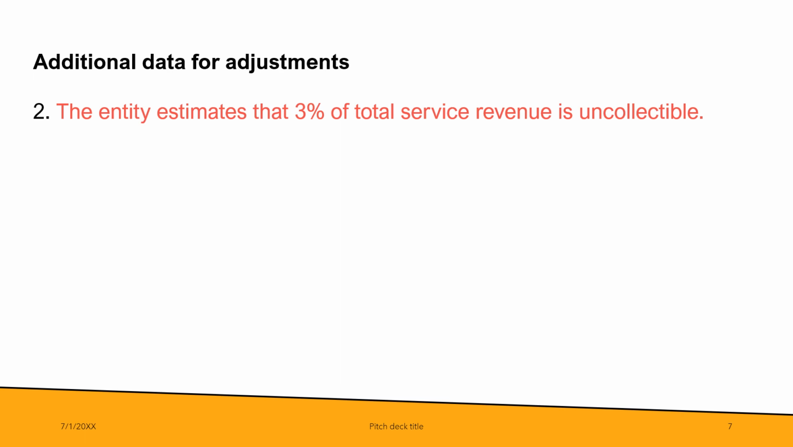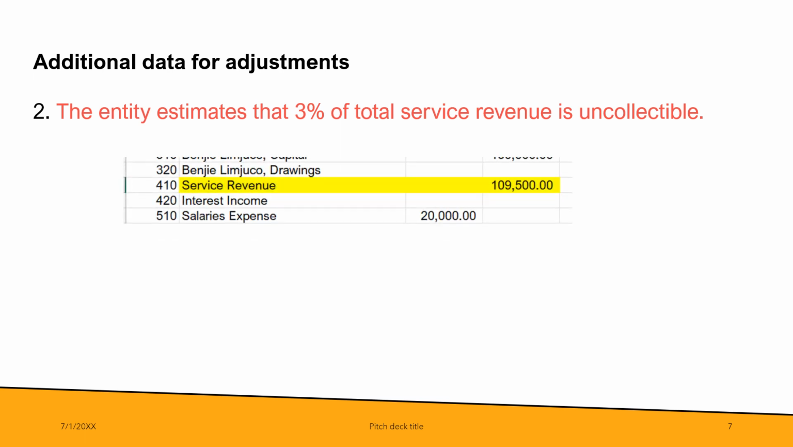But since number 2 is based on total service revenue, whatever is the amount computed will be our doubtful accounts. Okay, let's have the amount here based on the unadjusted trial balance. Service revenue is 109,500. So how much will be the doubtful accounts expense? You just multiply 3% times 109,500, and that is 3,285. And this is your doubtful accounts expense.